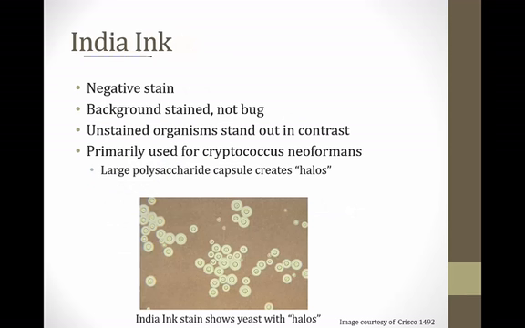for bacteria, it's used for fungi and yeast. India ink is a negative stain. What it does is it makes the background very dark, not the organism, and therefore the unstained organisms stand out in contrast. Its primary use is to identify Cryptococcus neoformans. Cryptococcus neoformans is a fungi that exists as a yeast, and it has a large polysaccharide capsule. So when you stain the background dark with India ink, like I've shown in this slide right here, the yeast will stand out, and you can see that they are these small circles with little halos around them, and the reason they have the halos is because of their large polysaccharide capsule.